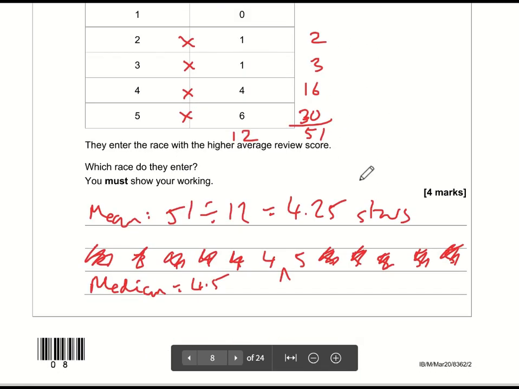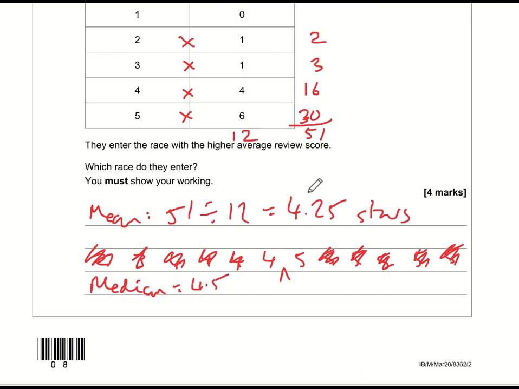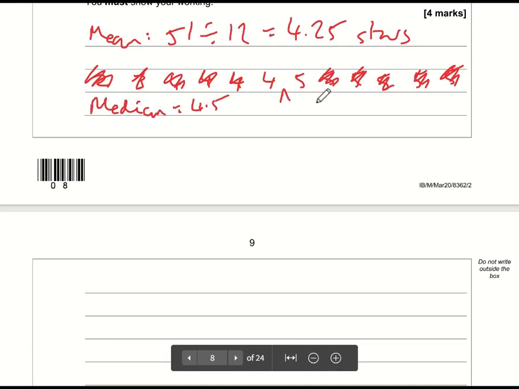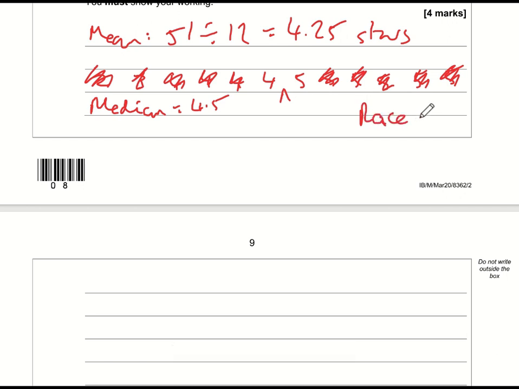So which race do they enter? They want to enter the race with the higher average review score. So therefore they need to enter race B.